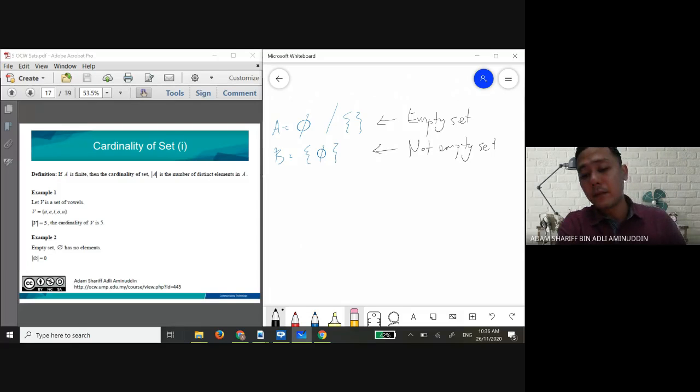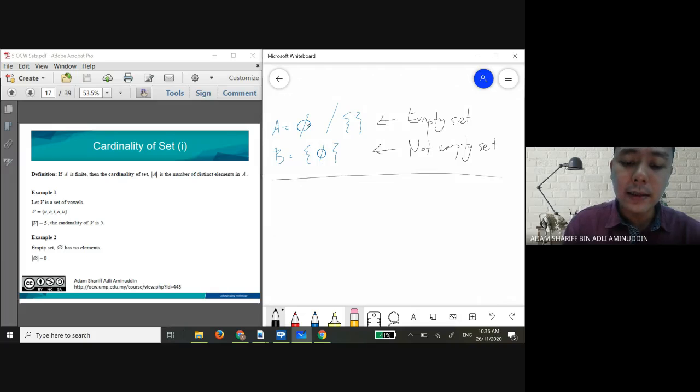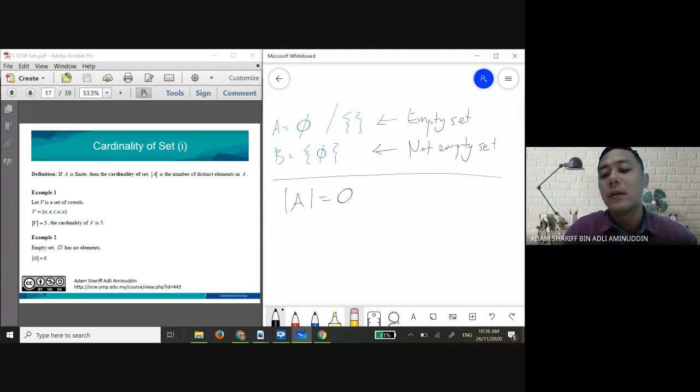Alright, because on how you represent the set, set dia ada dalam curly bracket. So untuk set B ni, dalam curly bracket ni, dalam ni adalah simbol empty set. So set B is actually not empty. So if I want to find the cardinality of A, of course it's 0. However for B, it's 1. Kalau korang tengok betul-betul, A and B are totally different representations.